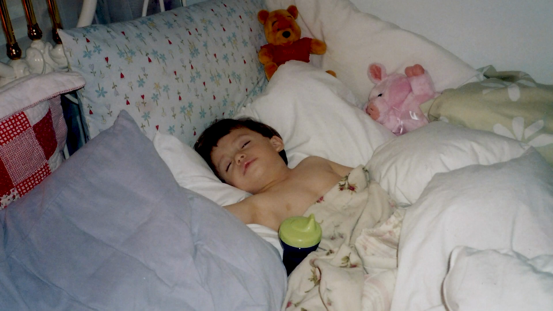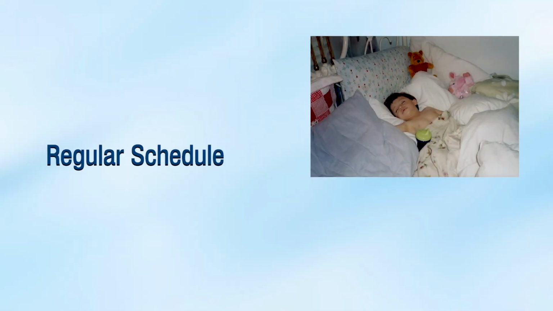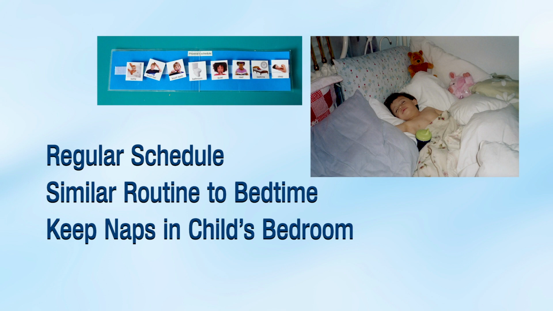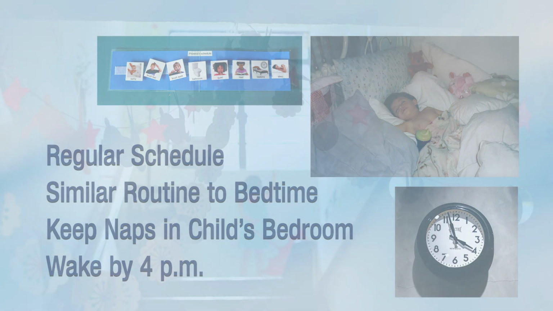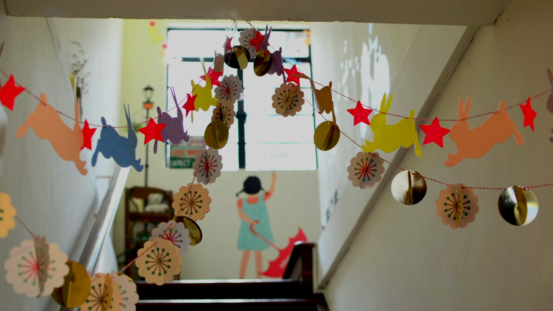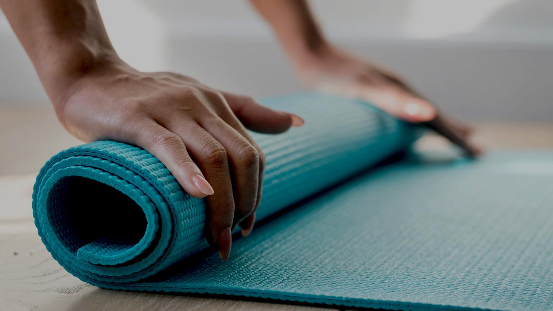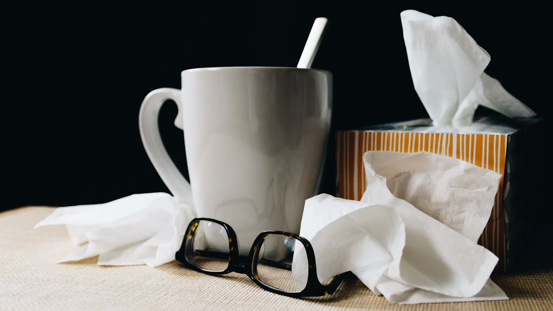If your child still takes daytime naps, try to keep nap times on a regular schedule. Use a routine similar to bedtime. Keep naps in the child's bedroom when possible, and make sure to wake your child by 4 p.m. If your child's nap takes place at daycare or preschool, and you think it's affecting his or her nighttime sleep, see if you can shorten your child's nap or allow him or her to play with quiet items during nap instead of sleeping. Older children outgrow naps, but may need them when they're sick.